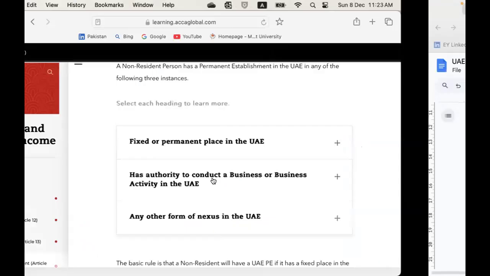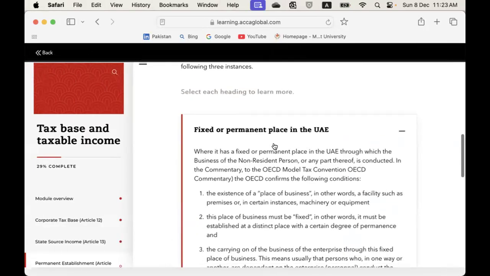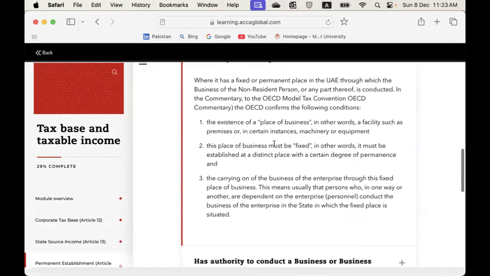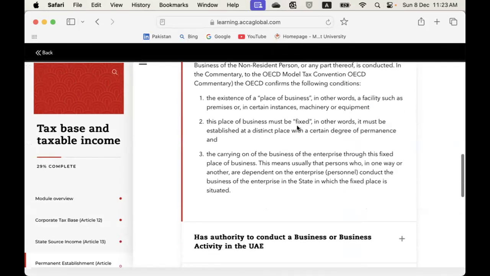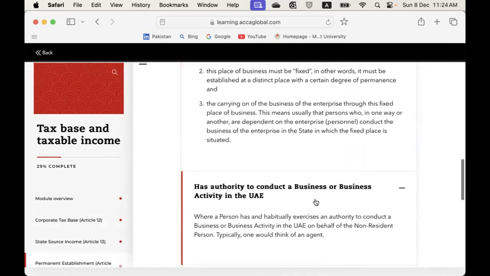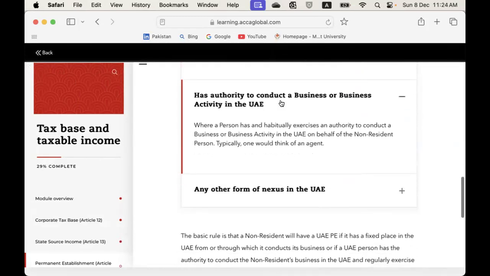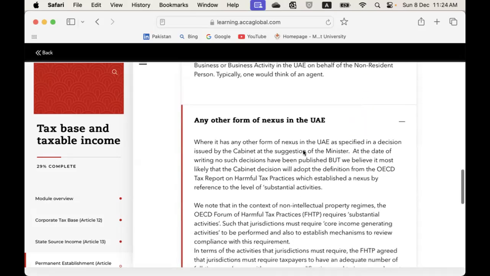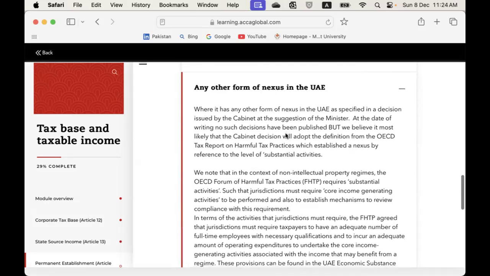Okay, let us come back to our module. So this we have discussed in detail. Place of business, it has to be fixed basically. So what else is there? Has the authority to conduct business or business activity. That's also we just discussed, concludes contracts and all that. Any other form of nexus in the UAE.